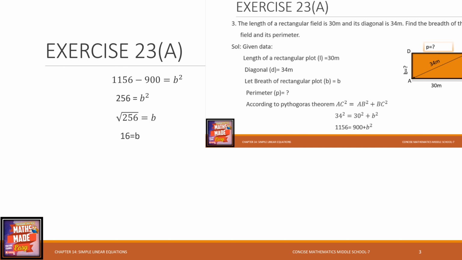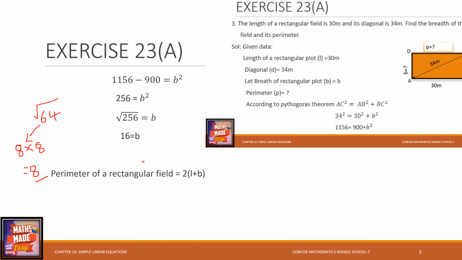See here, if it is given 64, then what is the square root of 64? Whichever number you have, you have to multiply it with the same number. 8 8 is 64, right? So 8 will be the answer. You have to write only one 8. So similarly 16 16 is 256, so you have to write only 16. Right, children? Okay. Now we got the breadth.